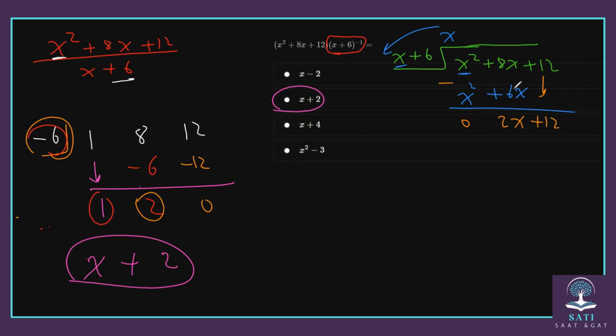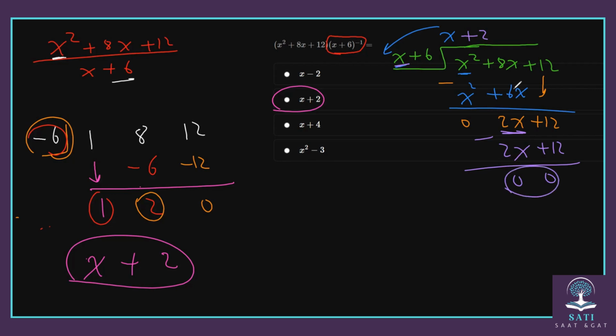Now I repeat the process. 2x divided by x is 2, so I write here 2. Now I go down and multiply: 2 times x is 2x, then 2 times 6 is 12. Now I subtract: 2x minus 2x is 0, 12 minus 12 is 0. So the result is 0.